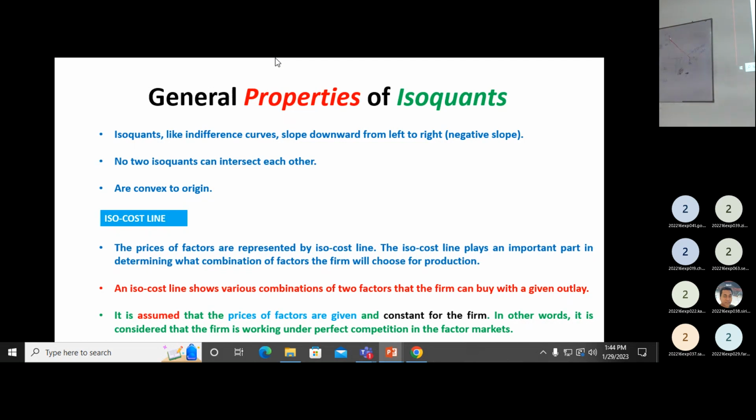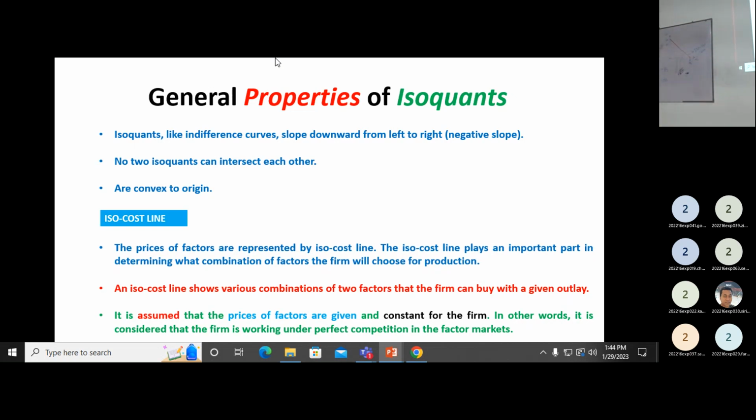This is the iso cost line. An iso cost line shows various combinations of how many factors? Two factors. Various combinations of two factors that the firm can buy with a given outlay. What is the outlay here? It is 300 rupees. So this line shows the number of factor combinations that the company could buy by using this 300 rupees. So this is what we know as the iso cost line.